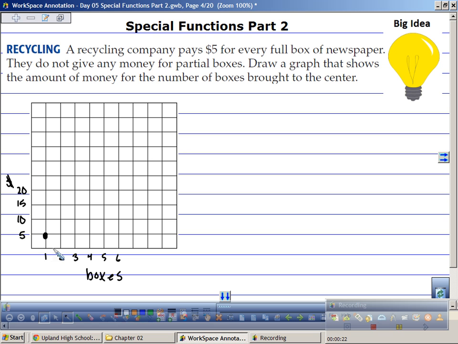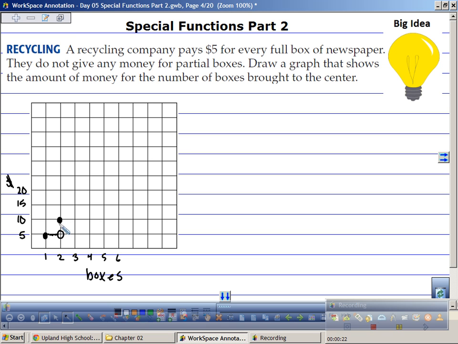If I have 1.5 boxes, how much do I make? $5. What if I have 1 3/4 of a box? $5. And 1.99 of a box? $5, right? Infinitely, it's $5. But what happens when I get to 2 whole boxes? It jumps up to $10. So when I'm here, it's no longer part of my function because I now have 2 boxes, so it steps up to $10.